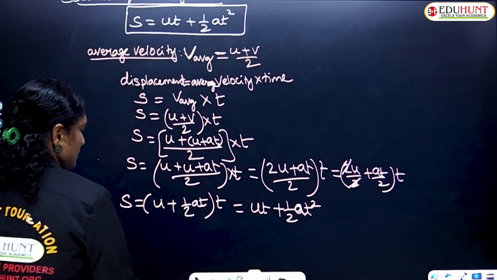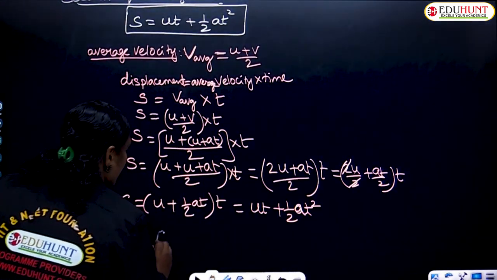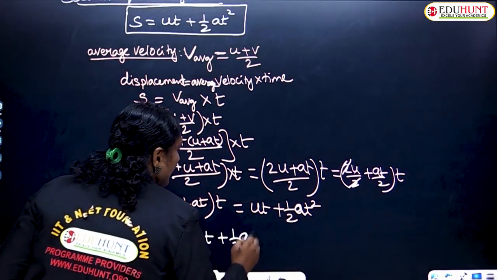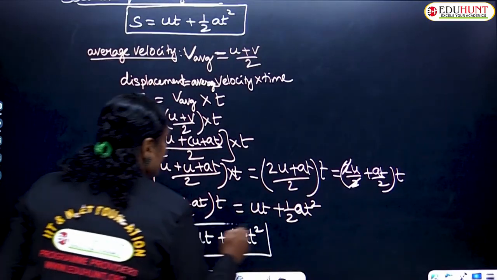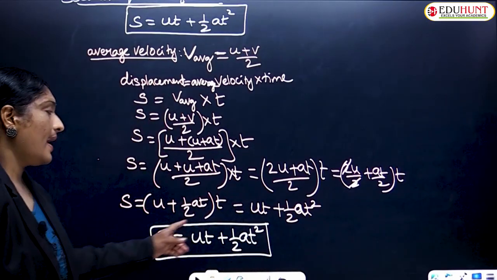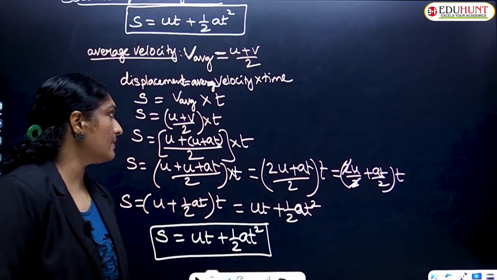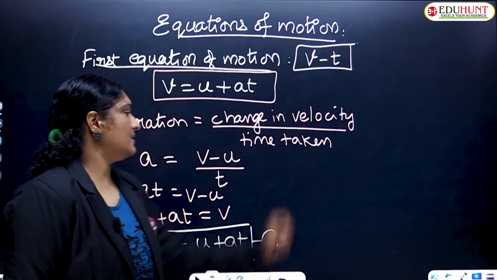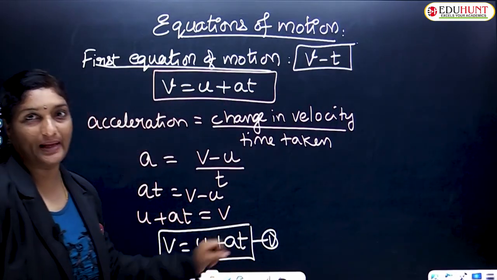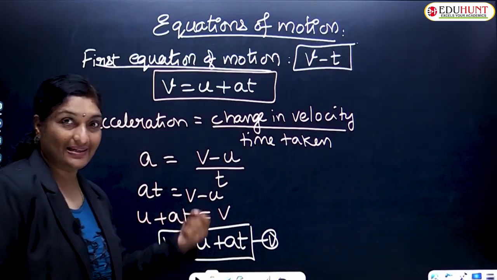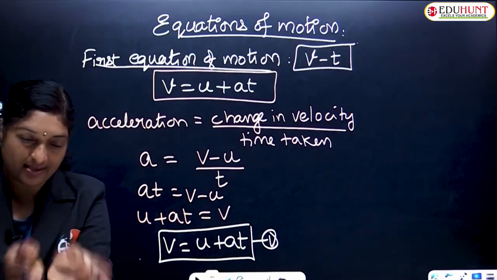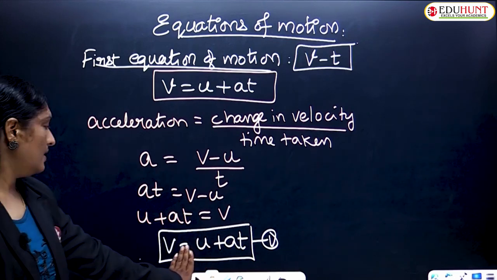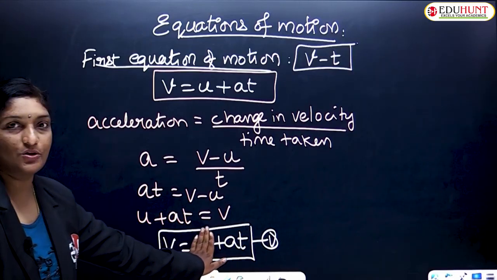So let us read it once again. What is the value, children? S is equal to ut plus half at square. This brings the relation between displacement and time. Okay, children. So what was the first equation of motion? That brought the relation between velocity and time, that v is equal to u plus at. Suppose the body is at rest, initially the body begins at rest condition, then the initial velocity is 0. Then in that case, v is equal to at.